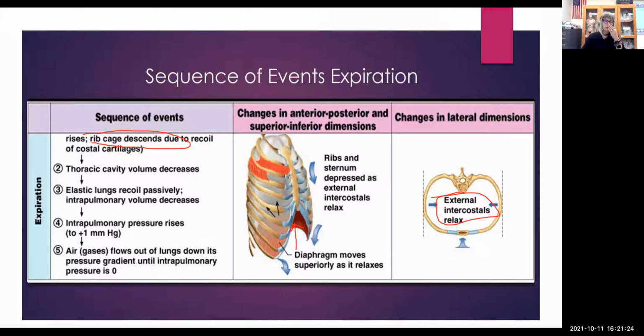Your thoracic volume diminishes, the lung volume diminishes, and the elastic recoil of the lungs occurs, thereby increasing the pressure to +1 millimeter of mercury. So now air flows out down that pressure gradient until the intrapulmonary pressure is 0. And the pressure is always 0 between the breaths.